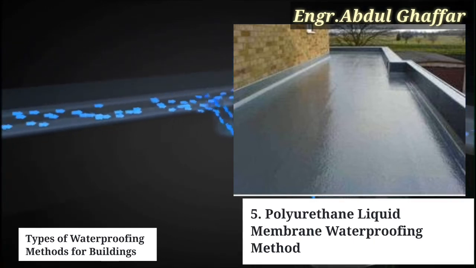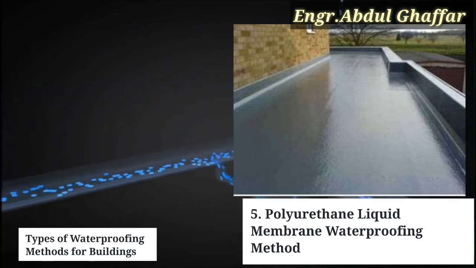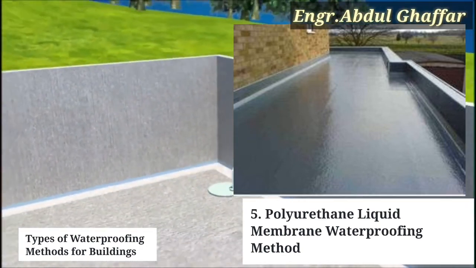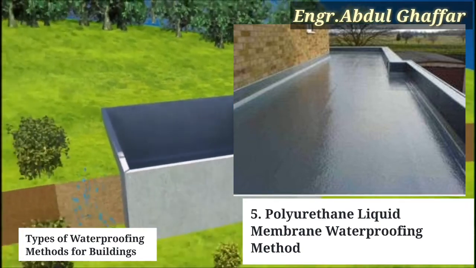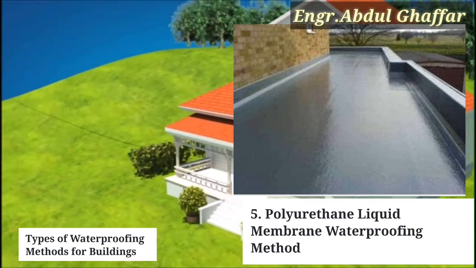Polyurethane is very sensitive to the moisture content present. Therefore, before application, one has to be very careful in evaluating the moisture content of the concrete slab. Otherwise, peeling or debonding of membranes may happen after some time.